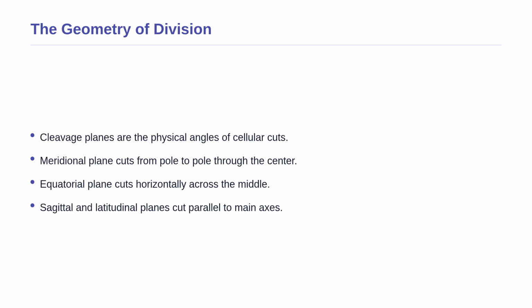A meridional plane slices straight down from the North Pole to the South Pole, passing right through the core. An equatorial plane, on the other hand, slices horizontally across the middle, just like the Earth's equator. Other planes, like sagittal and latitudinal, run parallel to these but off-center. The exact sequence of these geometric cuts determines the three-dimensional shape of the growing embryo.